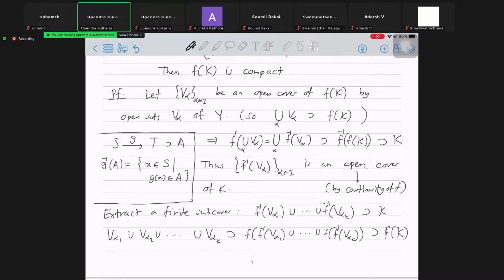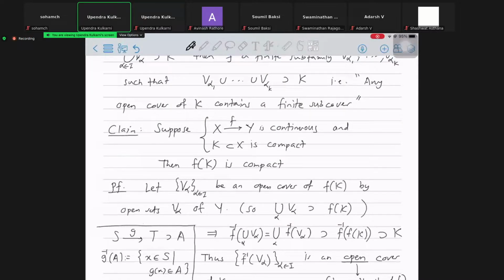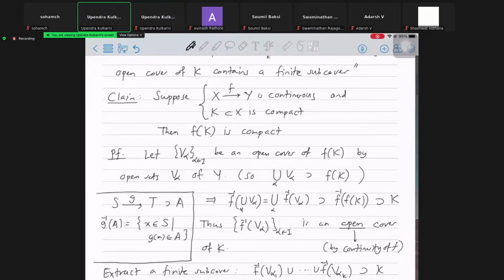Okay, so another question. In the claim now, replace the word compact by sequentially compact. Is the statement true? That continuous image of a sequentially compact set is sequentially compact. Yes, sir, for similar reasons. Yes. Okay. So just a remark.